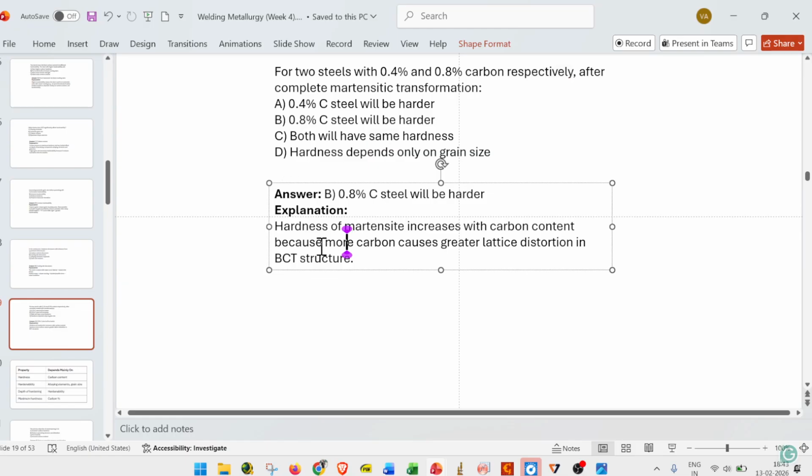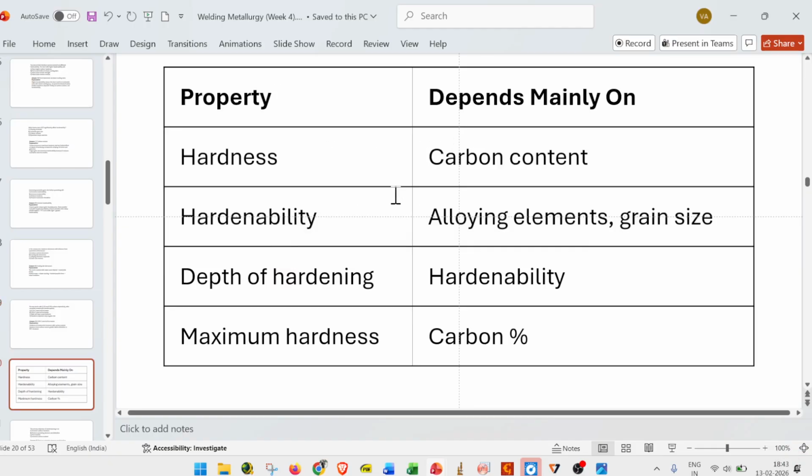No. So the hardness of martensite increases with the carbon content, because more carbon causes greater lattice distortion in the body-centered tetragonal structure. Okay. So increasing carbon content results in higher hardness in the steel. So we can say hardness of the material increases with the carbon content, and hardenability will depend on the alloying element and grain size.